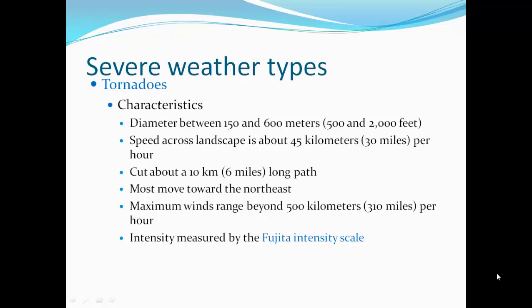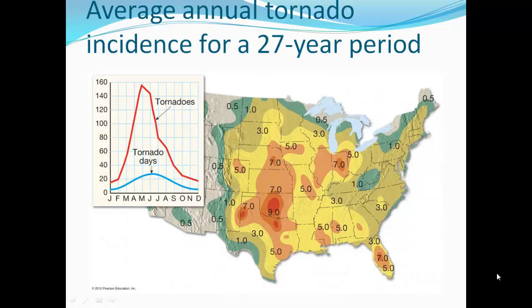Okay, the characteristics would be 150 to 600 meters, so about 500 to 2,000 feet in diameter, so they're nowhere near as large as a hurricane. They speed across the landscape at about 30 miles per hour, cut about a 6 mile long path, and most move towards the northeast. The maximum winds range beyond 310 miles per hour. Intensity is measured by the Fujita intensity scale.